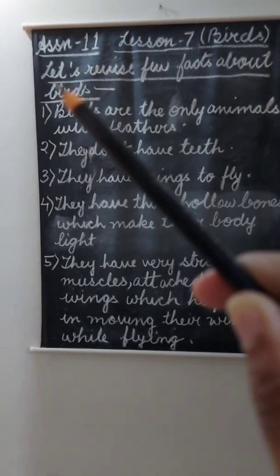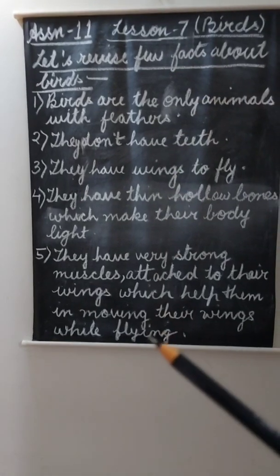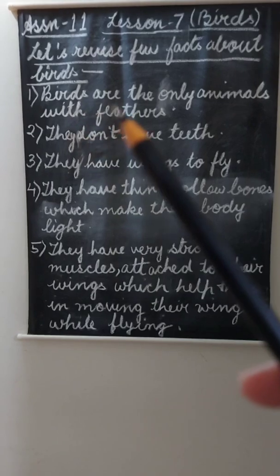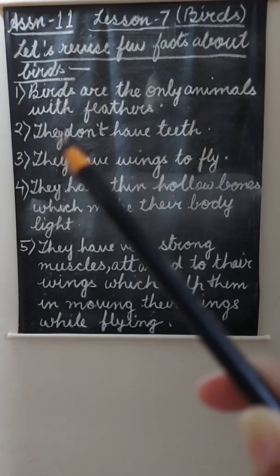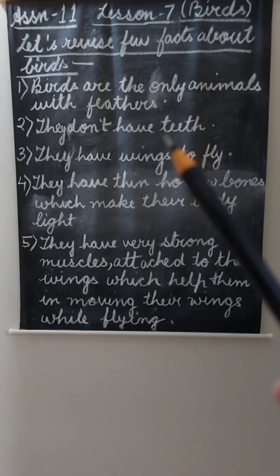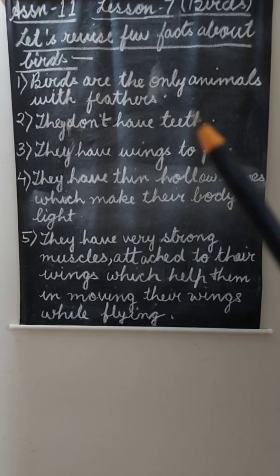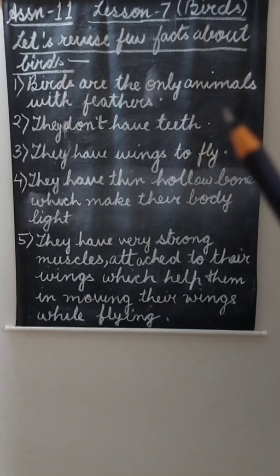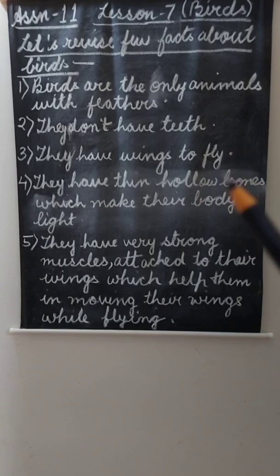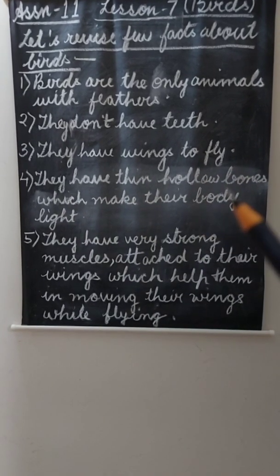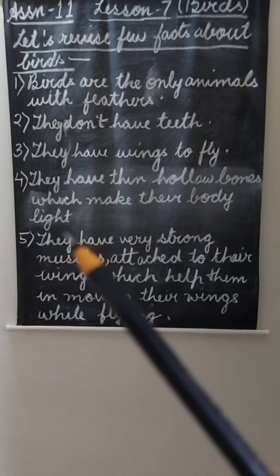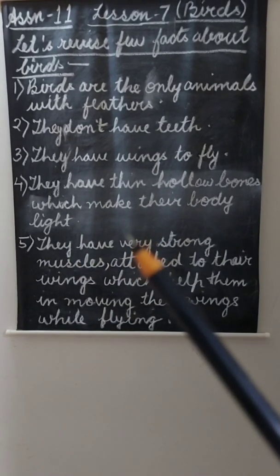I have written down a few facts about birds. First, birds are the only animals with feathers. They don't have teeth. They don't chew, and they eat with the help of their beak. They have wings to fly. They have thin hollow bones which make their body light and help them to fly.